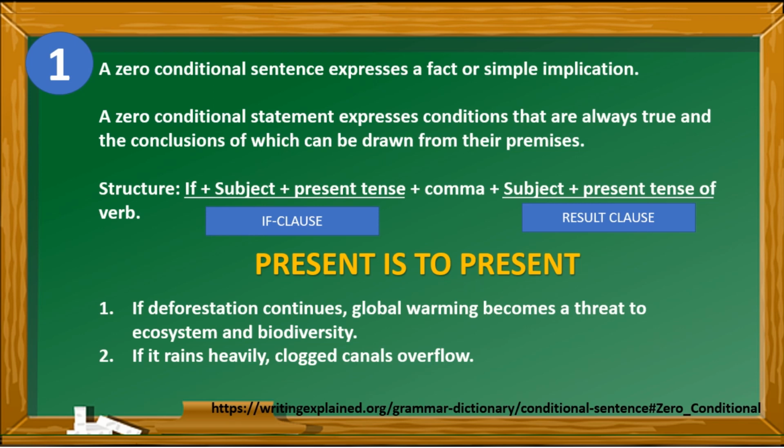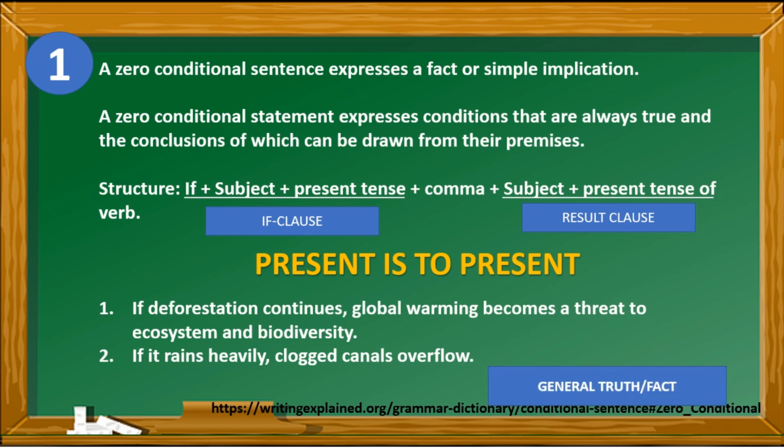Let's take a look at example number 1. If deforestation continues, global warming becomes a threat to ecosystem and biodiversity. Continues is present, becomes is present. Thus, we are following the basic rule or the structure, which is present is to present. The second example also follows that basic rule. If it rains heavily, clogged canals overflow. So, it uses also the present tense in the if clause and present tense in the result clause.